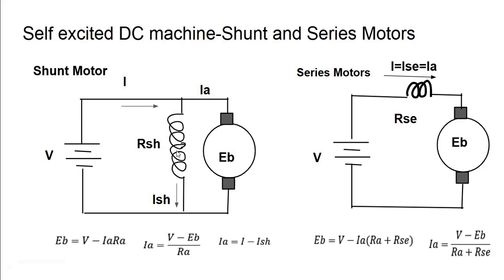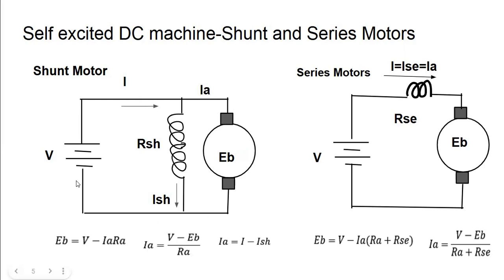Construction wise, we can see the difference between the shunt winding and the series winding. The number of turns in the shunt field winding will be more, and the thickness of the winding will be less. If we see the series field winding, the number of turns is less, and the thickness of the series field winding will be more when compared to the shunt field winding. Why? Because this has to carry the armature current. So the resistance of the series field winding will be lesser when compared to that of the shunt field winding.